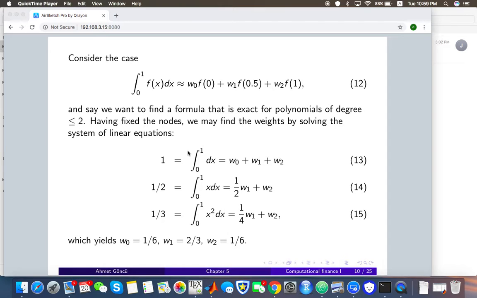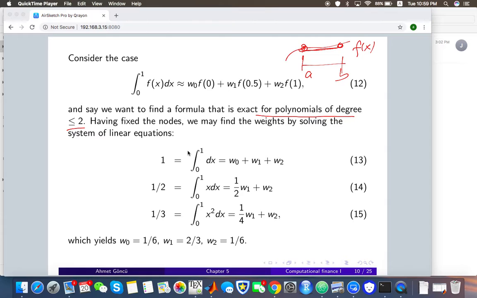So we were talking about an interval like a and b, and we have evaluated our function f of x at these points. In the trapezoidal rule, we connected the lines, which approximated f of x with these linear lines. But now we want to reverse engineer and obtain a quadrature formula that is exact for polynomials of degree less than or equal to 2.